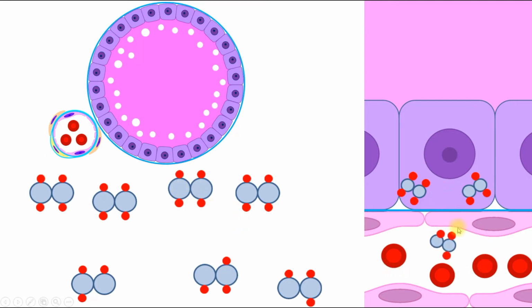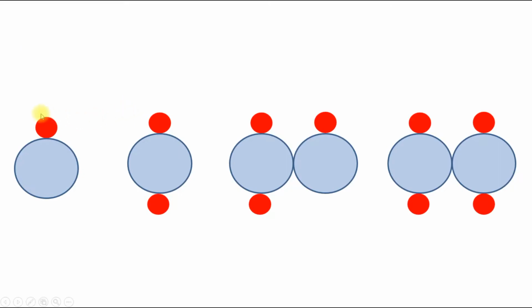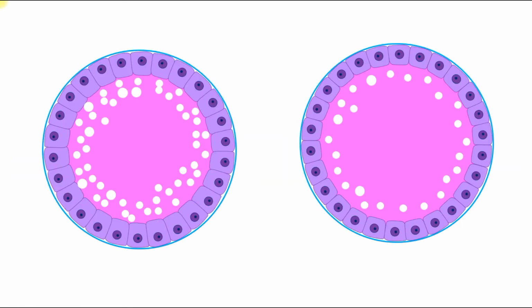And after that, they are released in the bloodstream, and blood carries those hormones to their target cells. And here we can see follicles, and after the resorption of thyroglobulin, T3 and T4 are produced, and they are released in the capillaries, which are located near the follicular cells. And here we can see T1 and T2, they haven't biological activity. T3 and T4 are active, and they have impact in the metabolism.